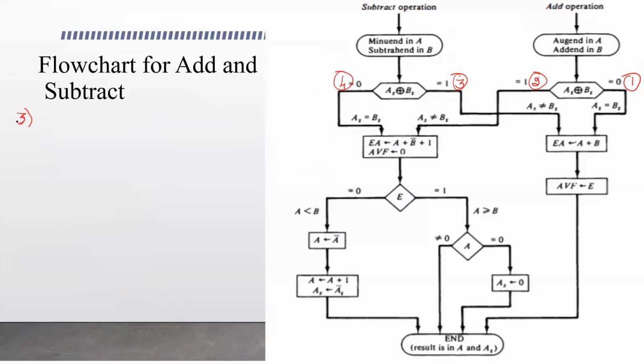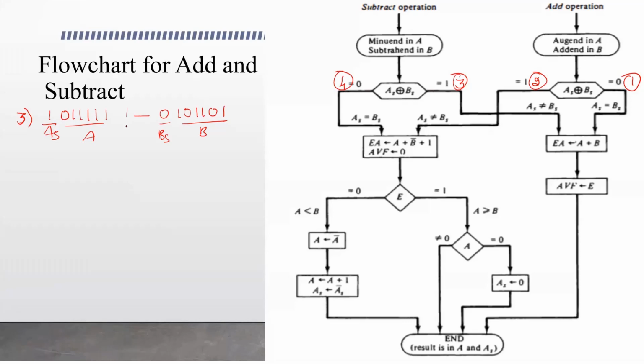So let me take 1, 0, 1, 1, 1, 1, 1, the same number, 31 minus 0, 0, 1, 0, 1, 1, 0, 1. In this case, this is AS and A, BS, the sign bit of B, and this is B. Okay, now let's compare the sign bits.